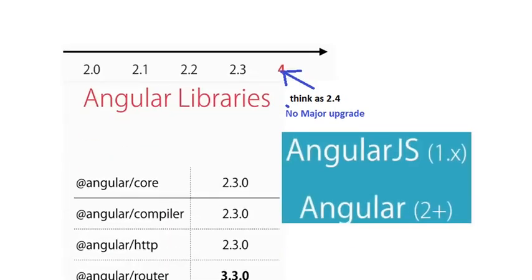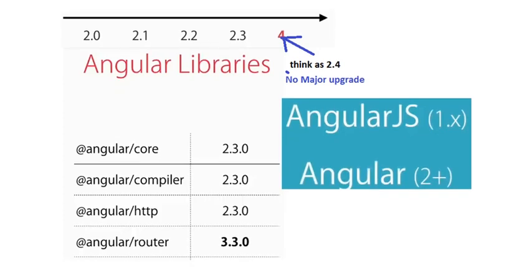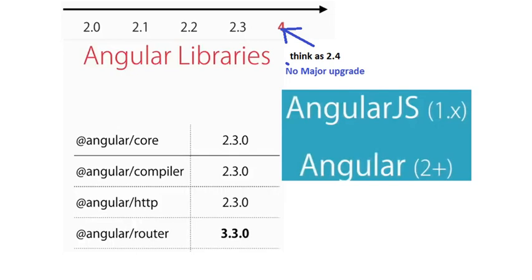Let's see the history of Angular: 2.0, 2.1, 2.2, 2.3, then 4. Now the question is, where is 3? You can think of it as 2.4; there was no major upgrade. From Angular 2 onwards, everything is TypeScript. And if you want to remember what features are present in the different versions of Angular, such as 2.3 and 3.3, you can remember the core compiler.